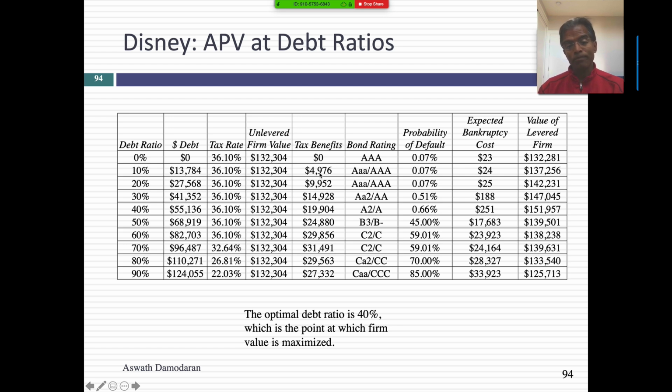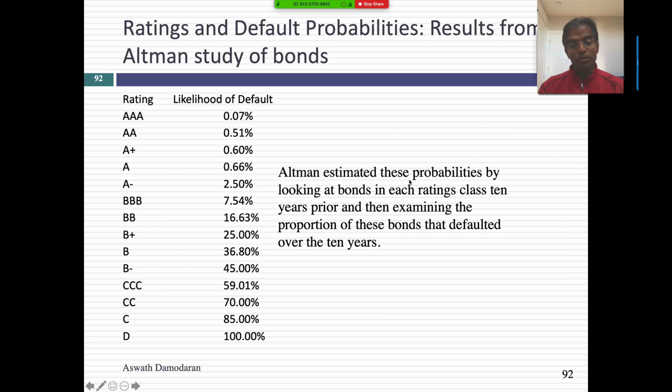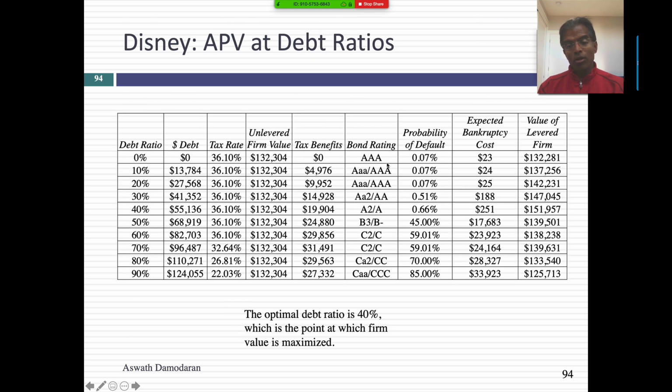I'm using the shortcut. At every level of debt, I compute my rating. So as long as I'm AAA rated, my probability of default is only 0.07%. That comes from this table. As my rating drops to AA, single A, B minus, C, double C, my probability of default climbs. My expected bankruptcy cost is the probability of default times the value of the firm times 25%, which is my bankruptcy cost. So notice my bankruptcy cost climb.